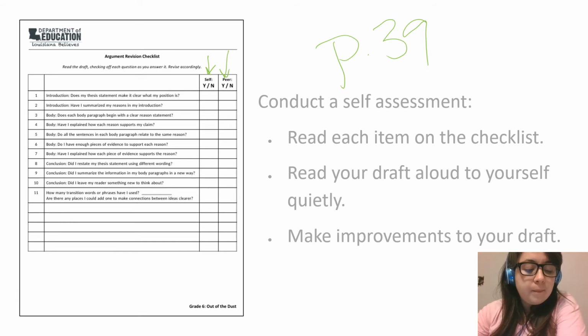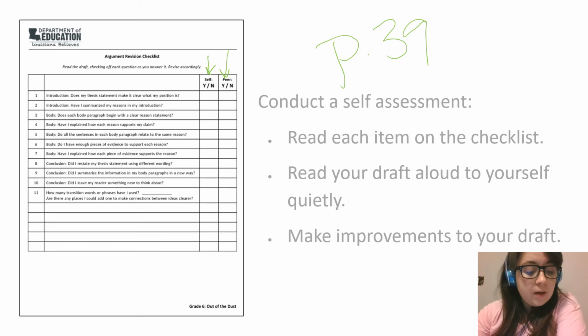Question 4, have I explained how each reason supports my claim? Yes or no? If you say no, go back to that argument sentence organizer and see how you can make where each reason is going to support your claim.